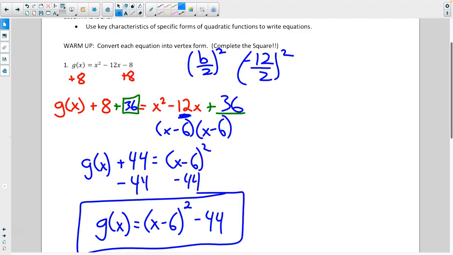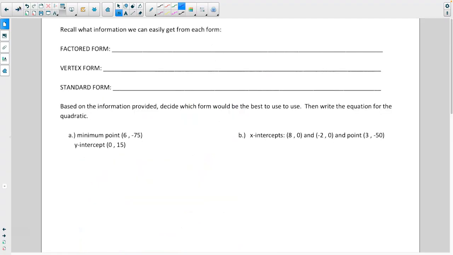Then we're going to look at each form, and we're going to look at what's the easiest thing that you can find from each form. So it kind of reviews chapter 2. Factored form, what's the easiest thing I get from that? It was the first thing we always found when we looked at factored form. X-intercepts. Vertex form, the easiest thing is, yeah, it's in the name. It's got to be the vertex, okay? And standard form, what's the easiest thing? The y-intercept, yeah.